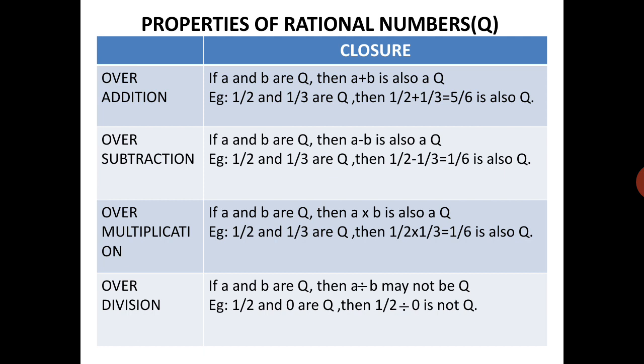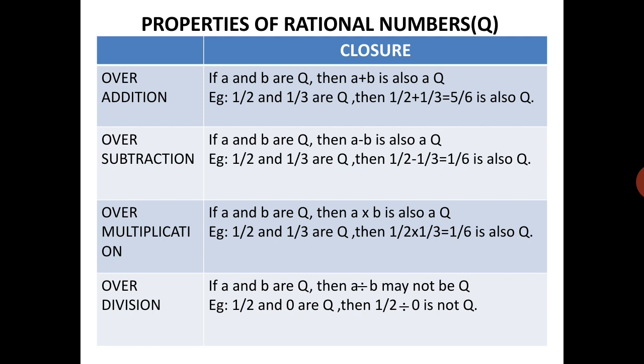Let's move to the next operation, that is multiplication. Now if again you have A and B as the rational number, then A multiplied by B is also a rational number. So again the same numbers are considered, and when we multiply them, we get the answer as 1 by 6 in this case, and we already know that it is a rational number. It means closure property holds true over multiplication also.